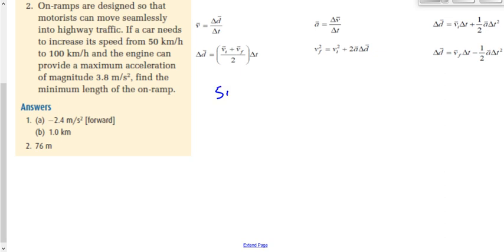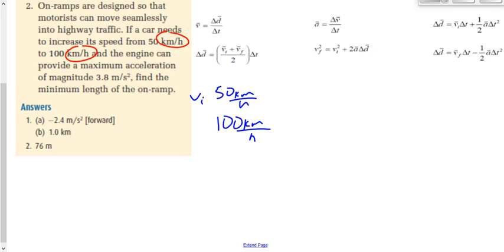Something is 50 kilometers per hour here. Oh, you know what I just noticed? You tell me what I just noticed, Rachel. Yeah, we got kilometers per hour, and we got to be in meters per second here, right? Something's 50 kilometers per hour, something's 100 kilometers per hour. Tell me what the 50 is. Is that V, is that VI, or is that VF? That's VI, the initial velocity.